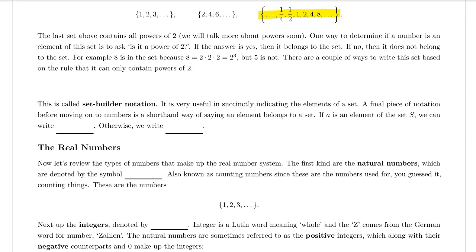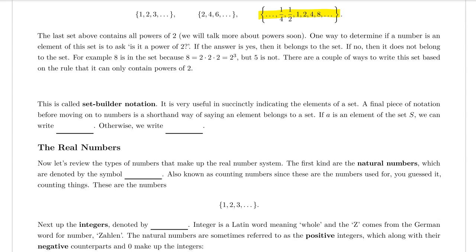One way to determine if a number is an element of this set is to ask, is it a power of 2? If the answer is yes, then it belongs to the set. If no, then it does not belong to the set. For example, the number 8 is in the set because 8 is equal to 2 times 2 times 2, which is 2 cubed. But 5 is not a member of that set because 5 is not a power of 2.